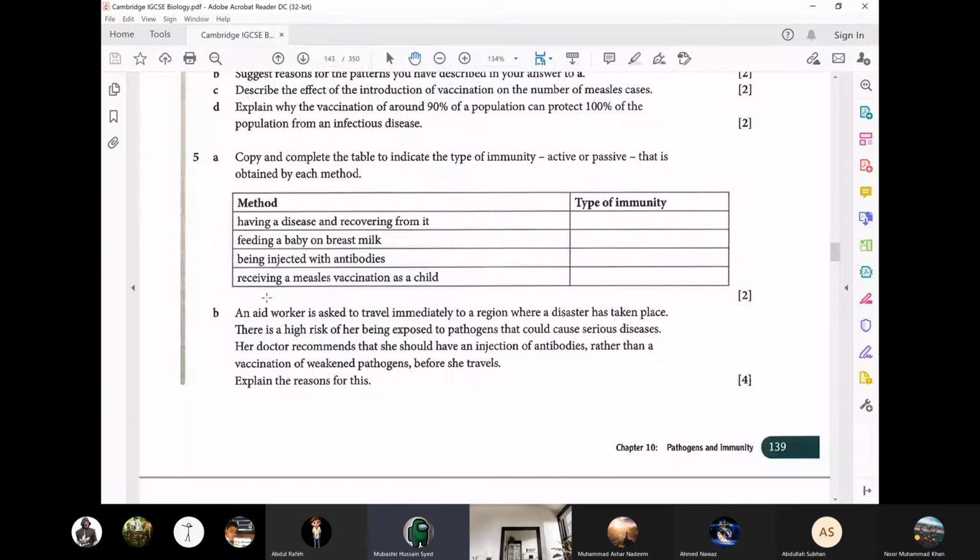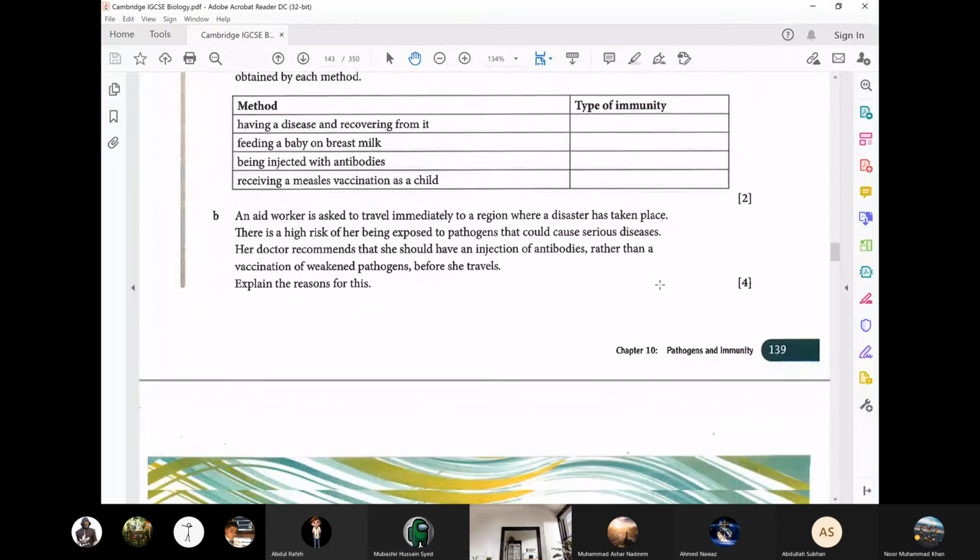Passive immunity. Receiving a measles vaccination as a child. Active. Very good. That is active immunity. Now, receiving a measles vaccination as a child, which type of active immunity is this? Active. Very good.